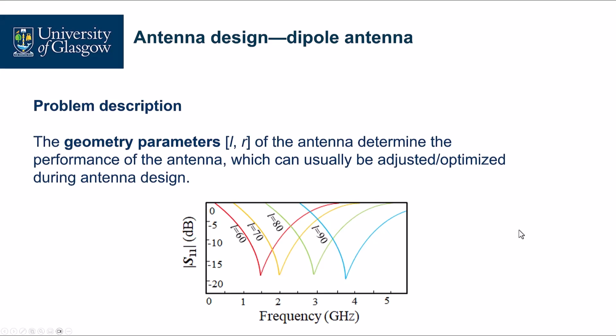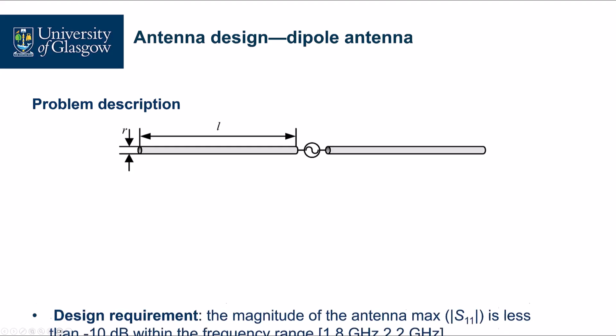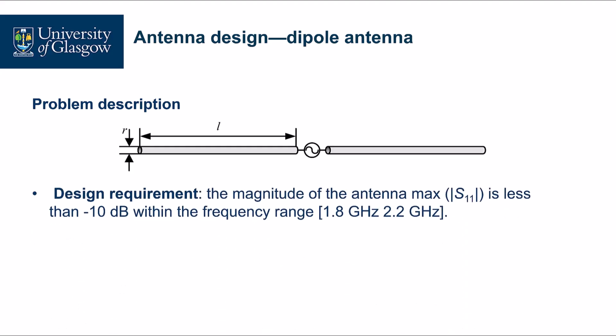So what are the design requirements? We can see it here, right? We want the magnitude of the S11 parameter, the max of it, to be less than -10 dB within the frequency range of 1.8 to 2.2 gigahertz. S11 is a performance metric, a response, and this shows its magnitude. But this max doesn't mean that we are doing a maximization problem. It is a maximum value, a single value, right, of the S11 magnitude in the 1.8 to 2.2 gigahertz range. So we want to minimize this value, right?